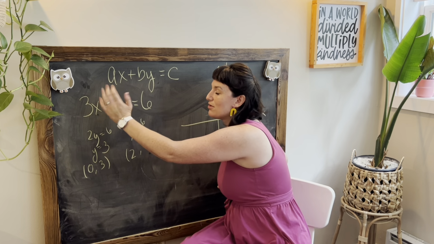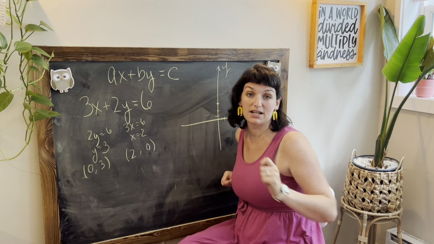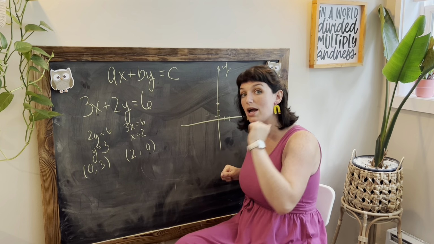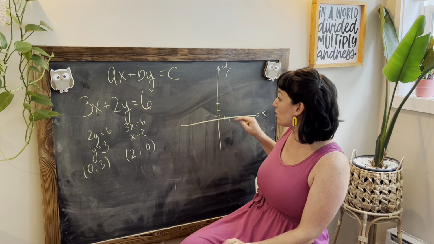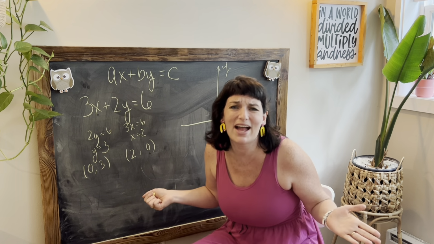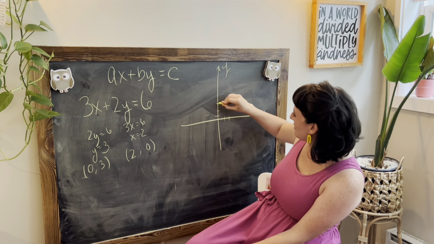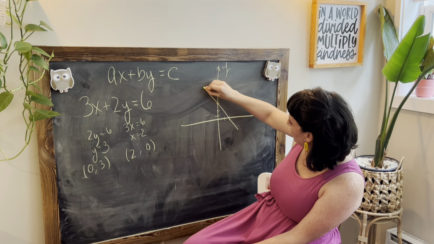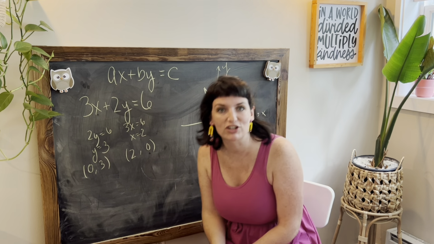Okay, plug in 0, cover up, and solve. Find your x, get your y. Plot those points and graph your line. Okay, boop, boop. All we need is 2 points for a line.